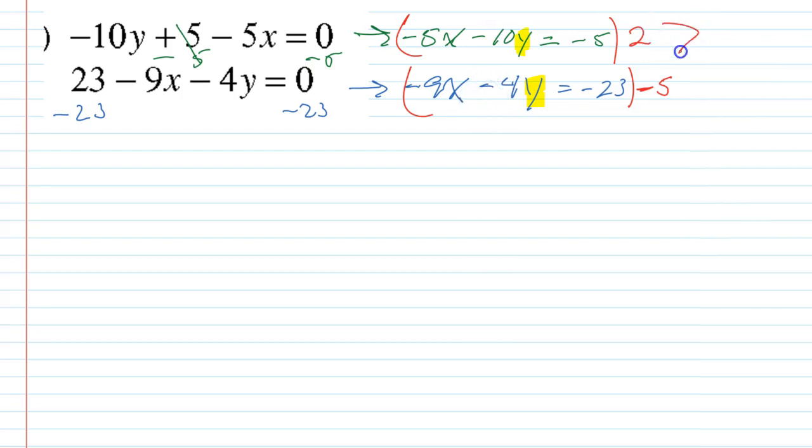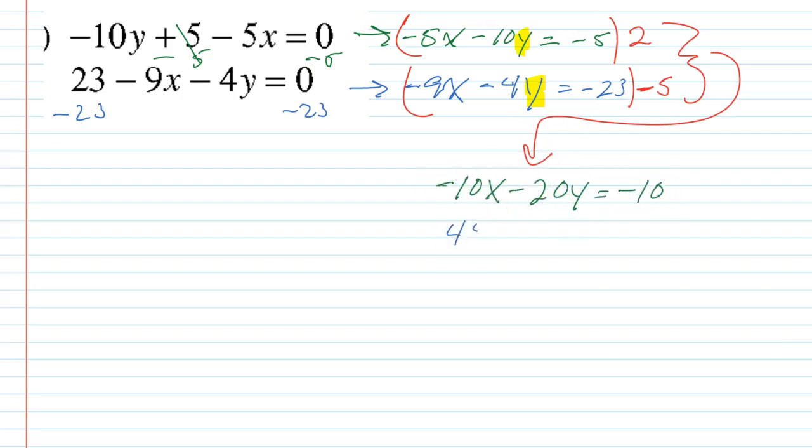So now I'm going to rewrite these problems directly beneath. Negative 10x minus 20y is equal to negative 10, and 45x plus 20y is equal to 115. Notice I chose to change the sign on the bottom equation for one reason. That way, the bigger numbers are positive, meaning after I combine like terms, I'll have positive numbers.